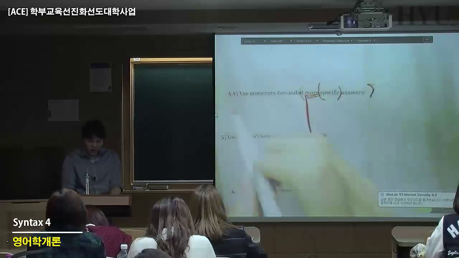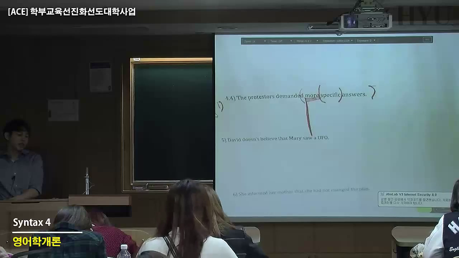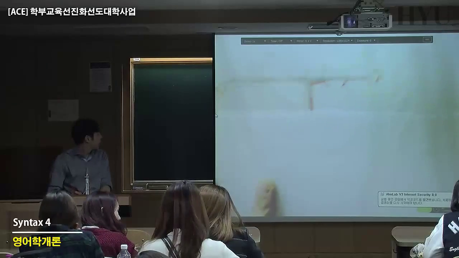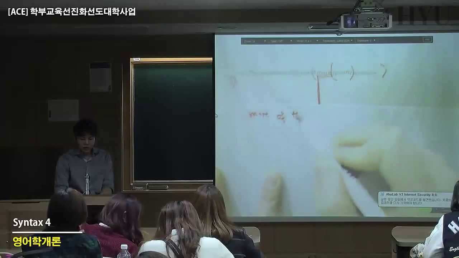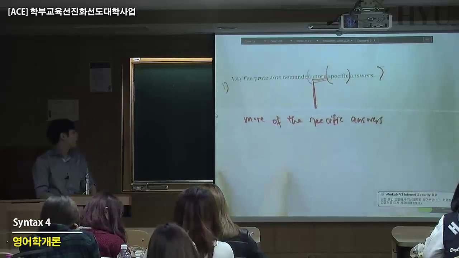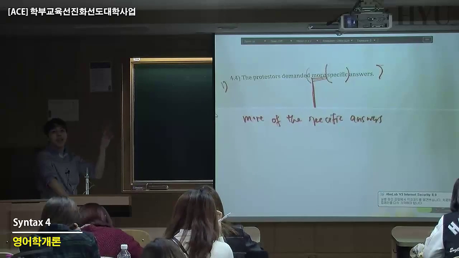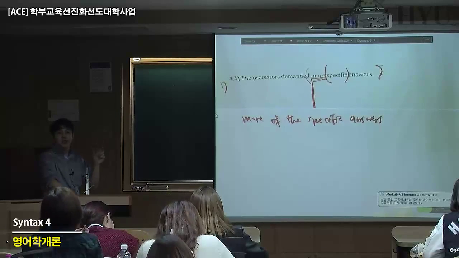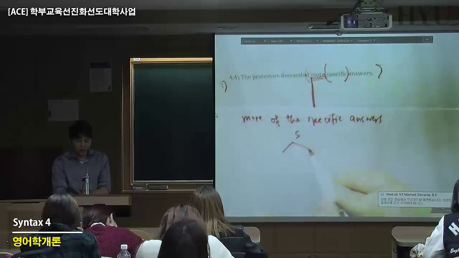So in reading one, let me say, more of the specific answers. That's reading one. They want more of the specific answers. In this case, we agree that more is a determiner of answers. So we can write the tree this way for that interpretation.